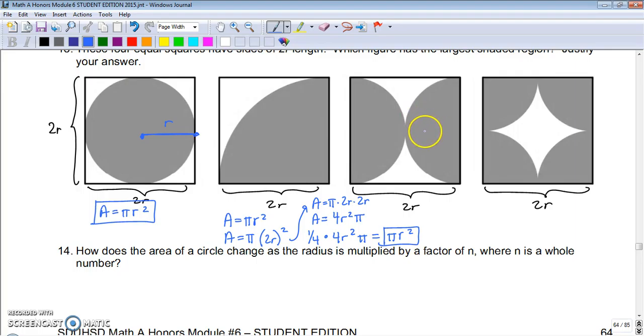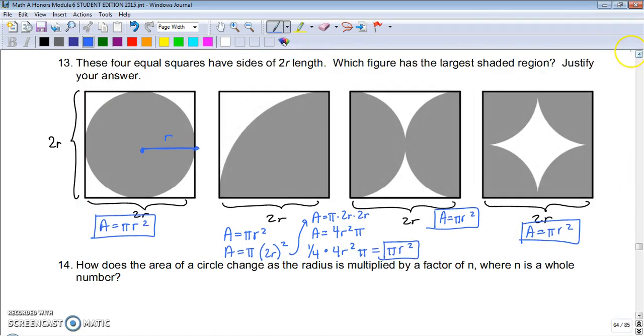The next shape, in fact, looks just like the first one. It's just that they oriented the two semicircles in a different manner, so I would say that the area of this one is also pi r squared. And the last one, actually all four of those parts, if you were to cut them out and move them around, you'd have the area of what you had in the first shape. And so the question was, which figure has the largest shaded region? All of the shaded regions are equal.